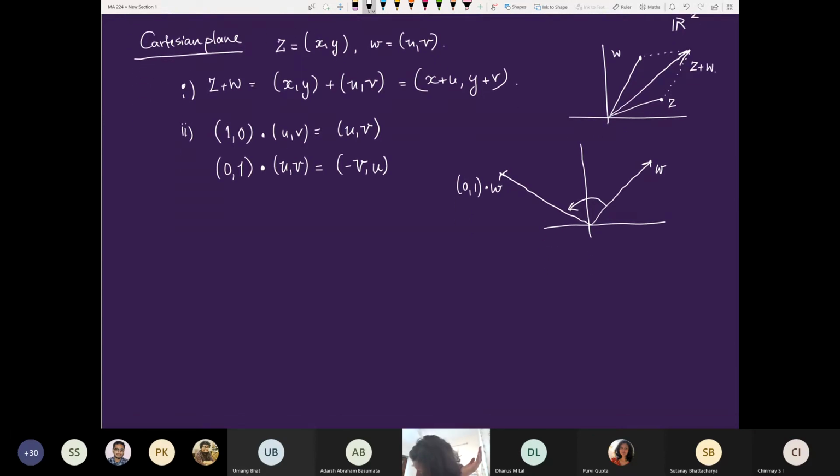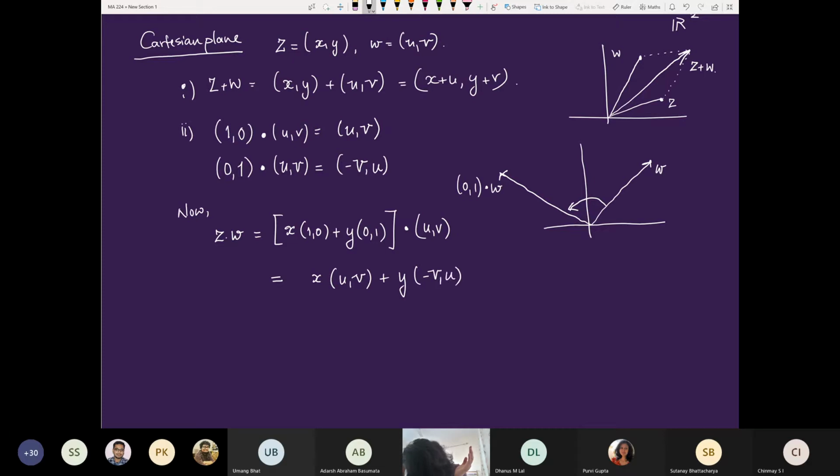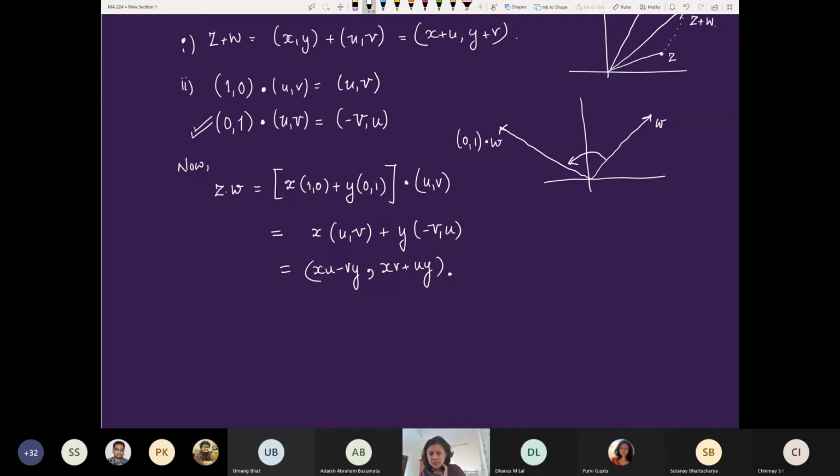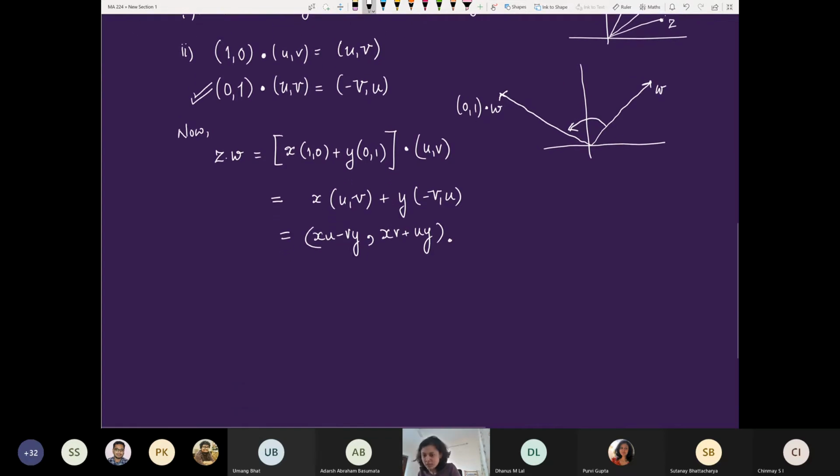All right, so why did I say that this suffices to figure out what multiplication looks like? Because now if you look at z times w, you can use linearity over here. So this just becomes x times (1, 0) plus y times (0, 1), and I'm multiplying this with (u, v). I use the distributive law, so I get x times (u, v) plus y times (-v, u). And that just gives me (xu - vy, xv + uy). So really the key thing, the geometric thing going on over here, is this particular multiplication that I mentioned at the beginning.